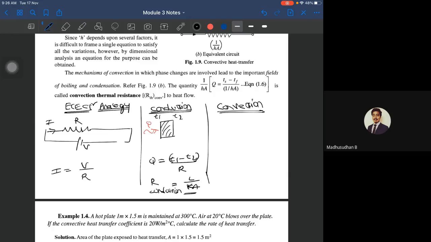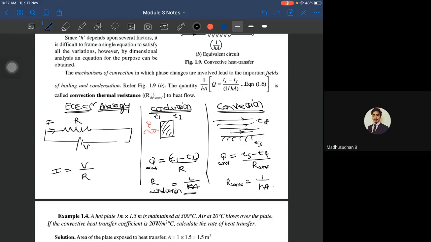Similarly, when there is a surface and a flowing fluid like this, the flowing fluid temperature is Tf and the surface temperature is Ts. Here also you can draw an analogy, where the heat transfer is convective. The potential difference is the difference between the surface temperature and the fluid temperature, divided by R convective. So what is R convective here? It is 1 divided by hA.